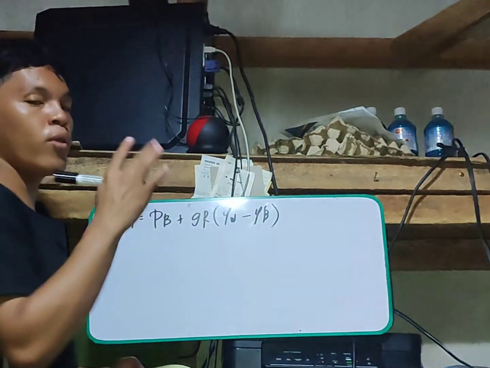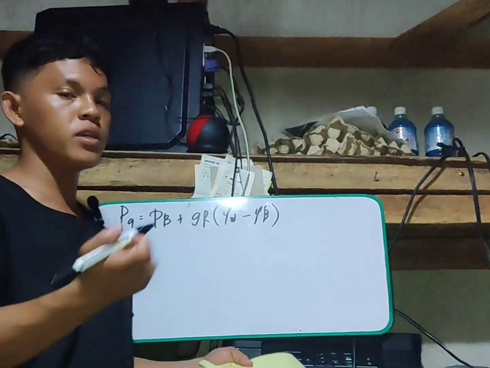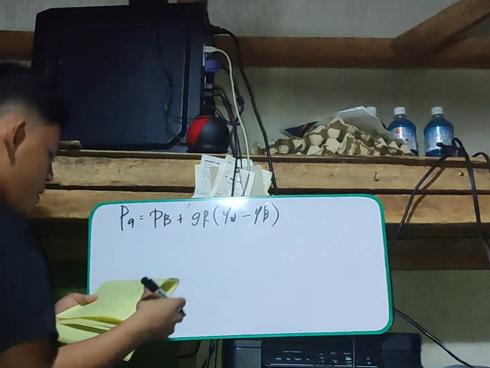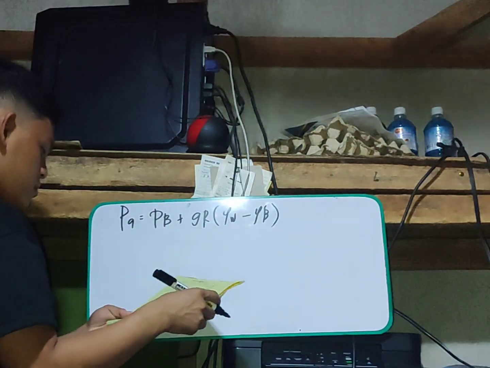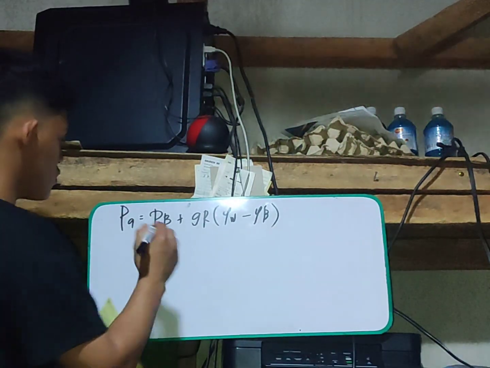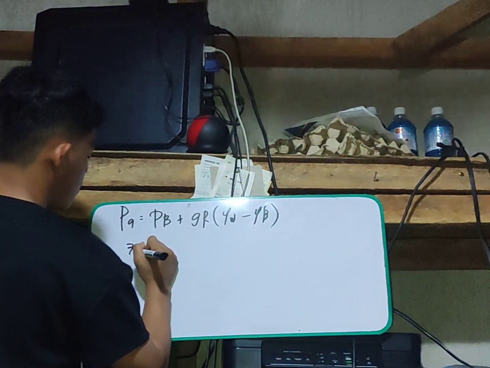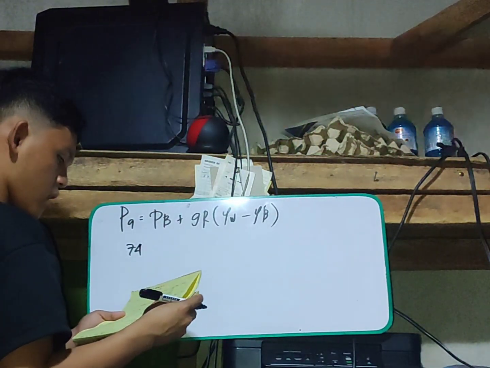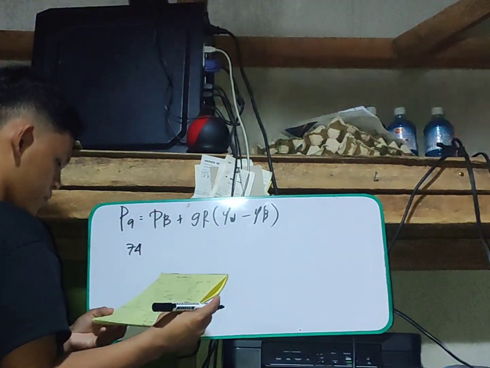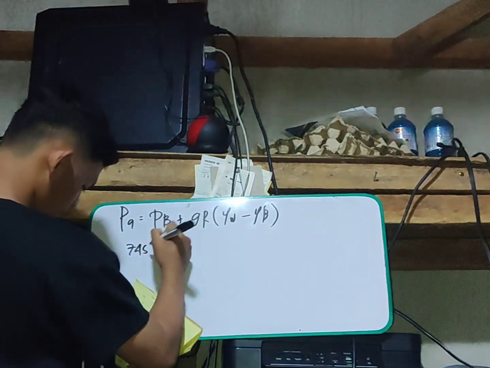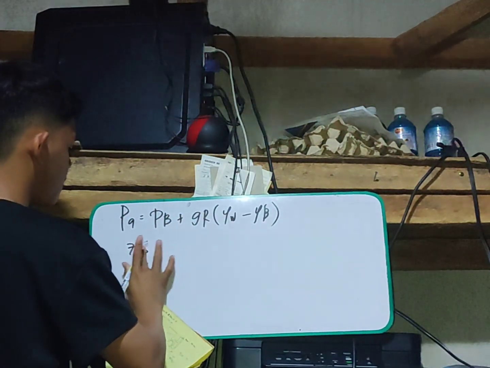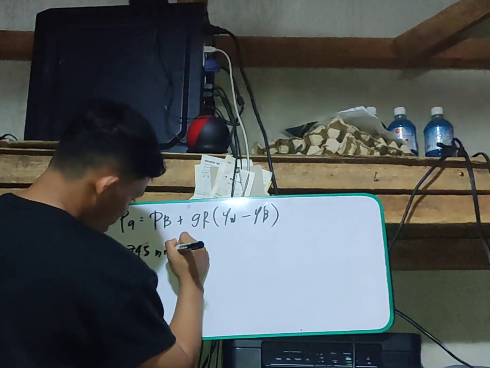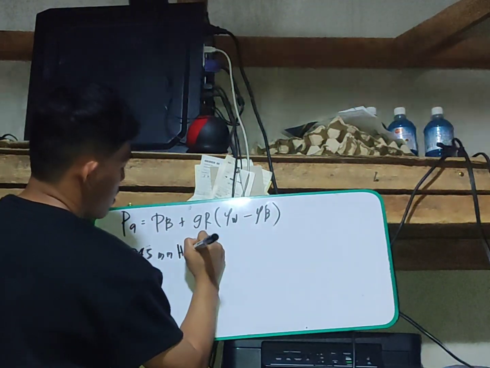Madali lang siya, guys. Di ba nakuha na natin yung ating mga given? So, i-substitute na lang po natin siya. Okay. Our PB is equals to what? Our PB is equals to 754 millimeter mercury.